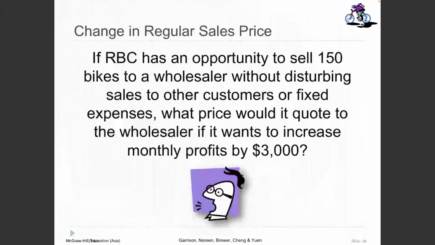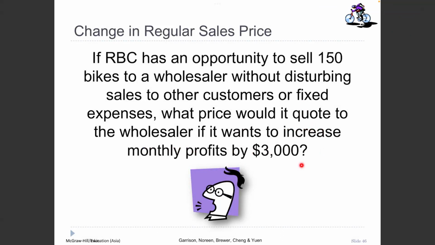And then the next one is, if RBC has an opportunity to sell 150 bikes to a wholesaler without disturbing sales to other customers, so it means that it will not disturb the normal sales to the other customers, and it will also not increase or decrease the fixed expense. What price would they need to quote to the wholesaler if it wants to increase monthly profit by 3,000?